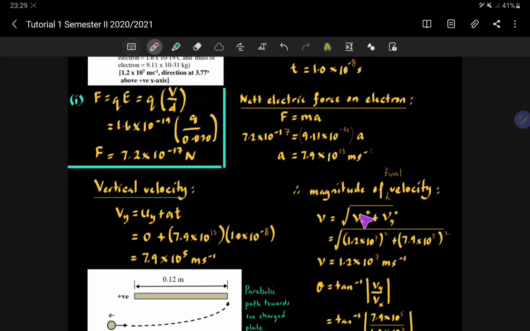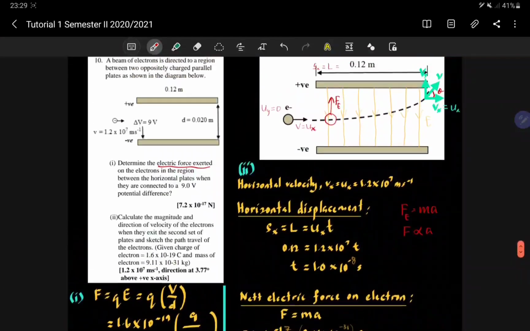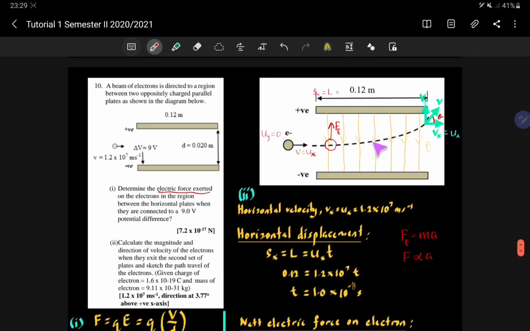So vx equals ux. Why? Because on the x component there is no acceleration, so vx still remains constant, equal to the initial speed on the x component, ux, where ux is given already, which is equal to the speed given here. That one is ux.